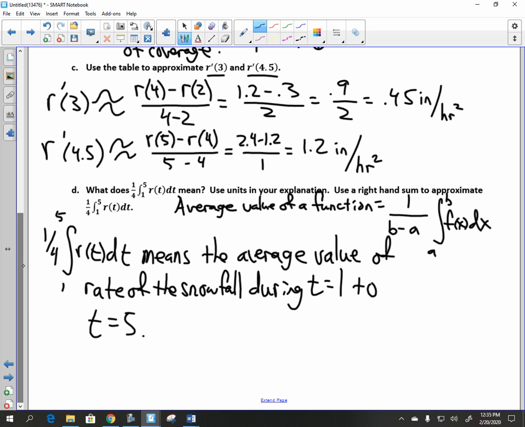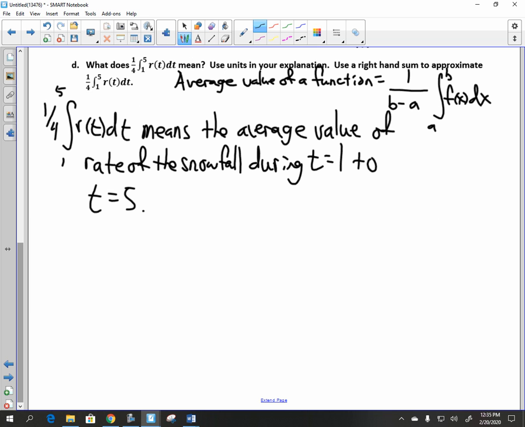We're going to approximate it. It says use a right-hand sum to approximate it. So I have 1 over 4 times, what's the width of each interval? 1 times the sum. What's going to be the right-hand sum from 1 to 5? What's the first number you choose if we're going 1 to 5, right-hand sum?